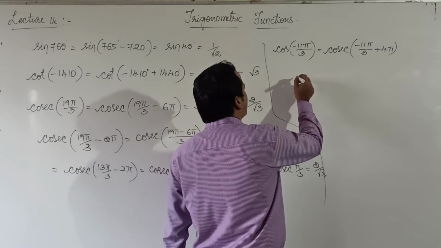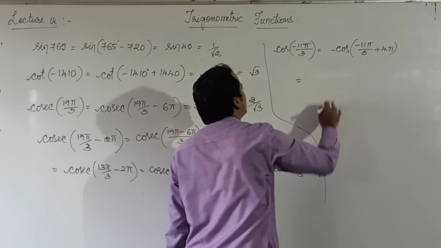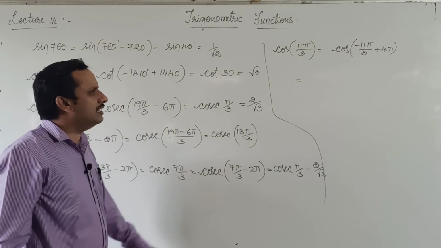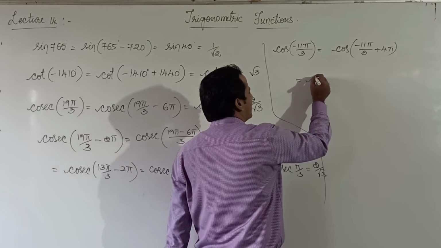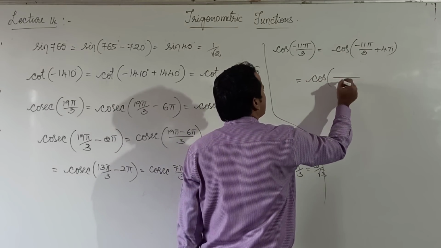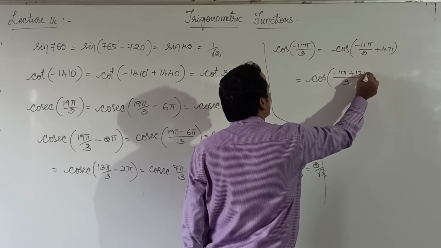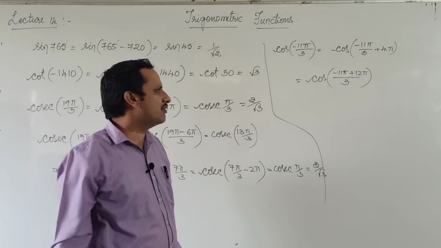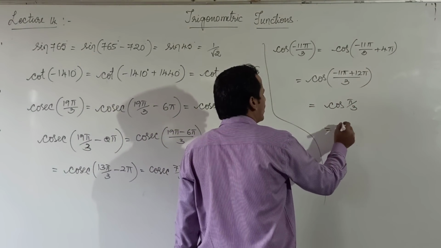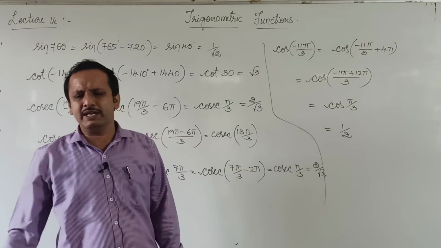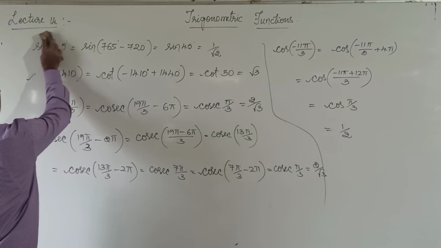So if I add 4 pi, cos, not cosecant. That cosecant was in the previous problem. Now cos of minus 11 pi by 3. For that minus 11 pi by 3, I am adding 4 pi, a multiple of 2 pi. So that will give you, take LCM, 3 is the LCM, minus 11 pi plus 12 pi. 3 into 4 pi, that is 12 pi. Minus 11 pi plus 12 pi will give you pi by 3. And cos pi by 3 is nothing but cos 60 degree, which is equal to 1 by 2.